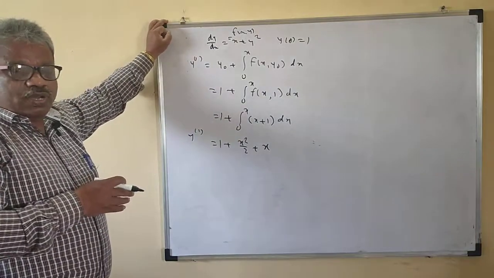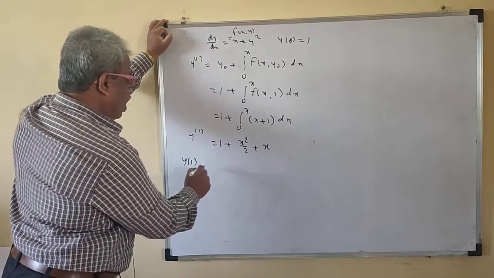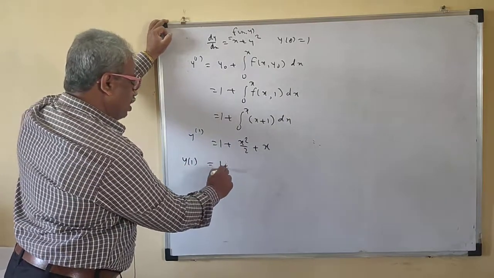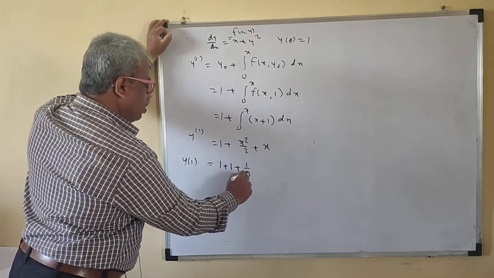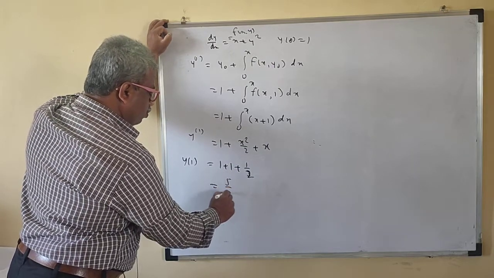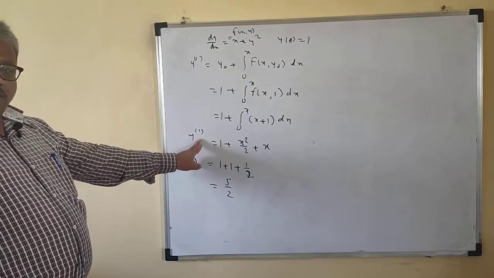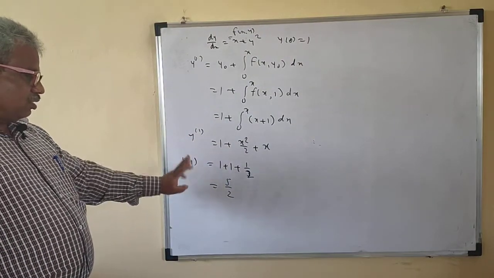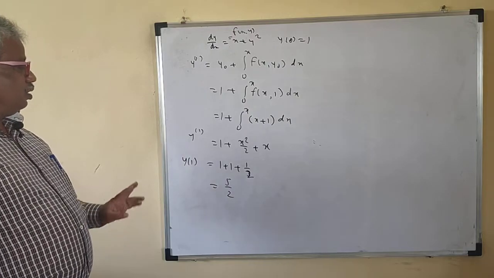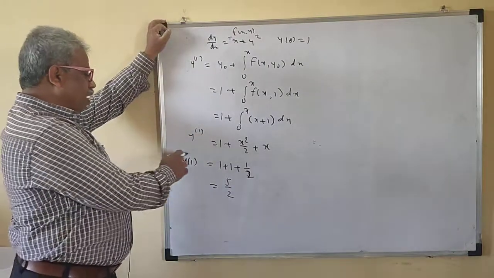So first approximate solution. If they want the value of y of 1, directly you can find the value of y of 1 now. This is 1 by 2, so this is 2 plus 2, this is 5 by 2. So y of 1 will be the y of 2. Either they will ask the y of 1, or they will ask y of 2 also, or y of 3 also. You can find.